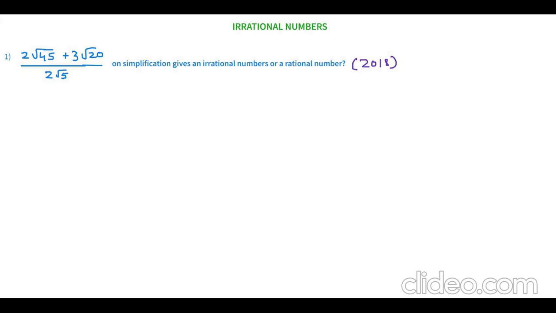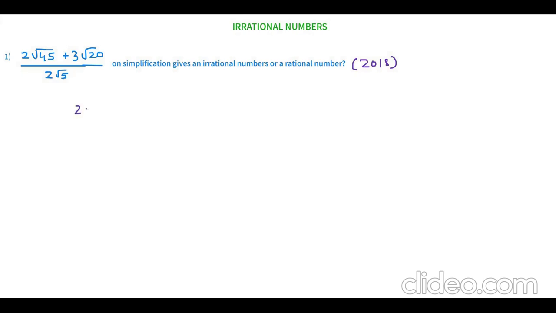So now let's see an example. This example is taken from the grade 10 CBSE book. The question is 2 root 5 plus 3 root 20 divided by 2 root 5. On simplification, does it give an irrational number or rational number? So we have to find, when we simplify this question, whether it gives a rational number or irrational number. This question was asked in the 2018 board exam paper. So let's see how to solve it.